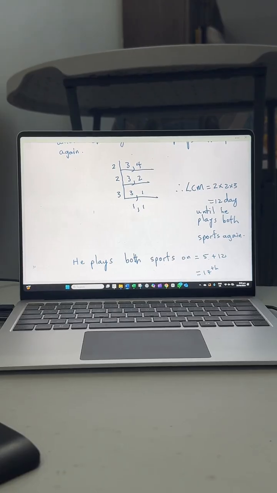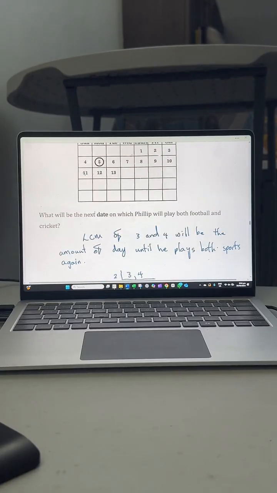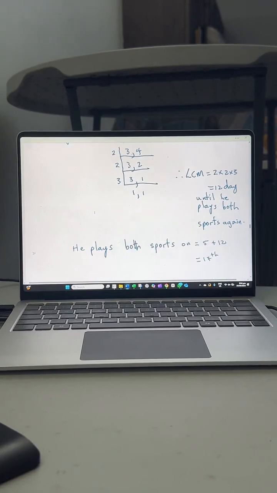Yeah, I saw a lot of people put 17th above. Right, let me work. Yeah, you gotta put your work in. Right, LCM to find out how many days until he plays both football and cricket again, or both sports again, right? Yeah, it's the 17th. Can't go wrong there, it's the 17th.